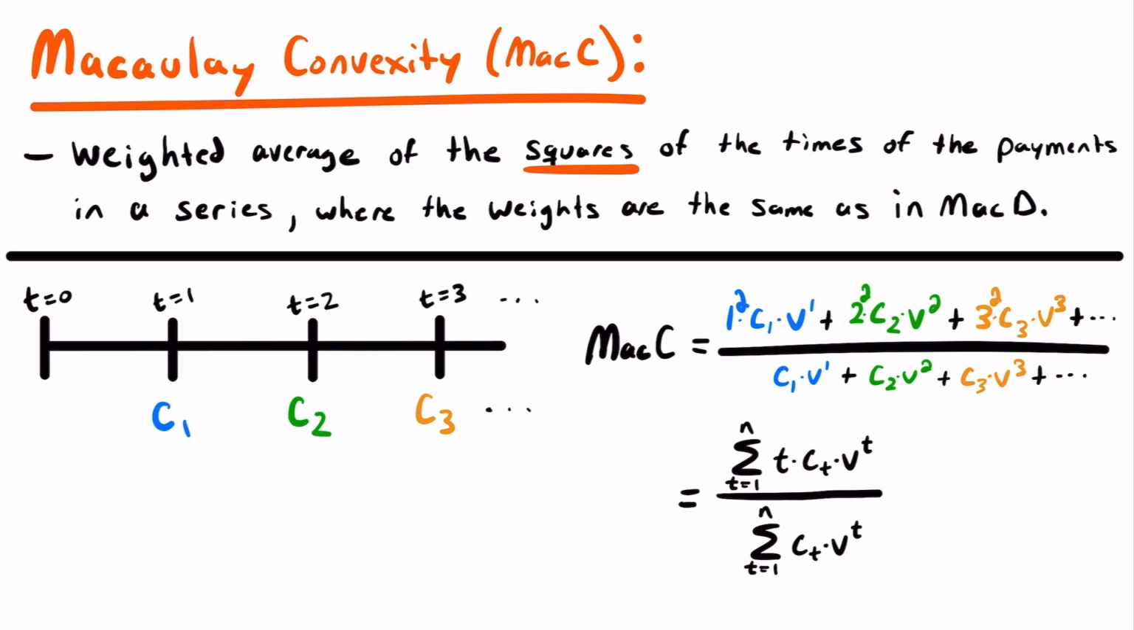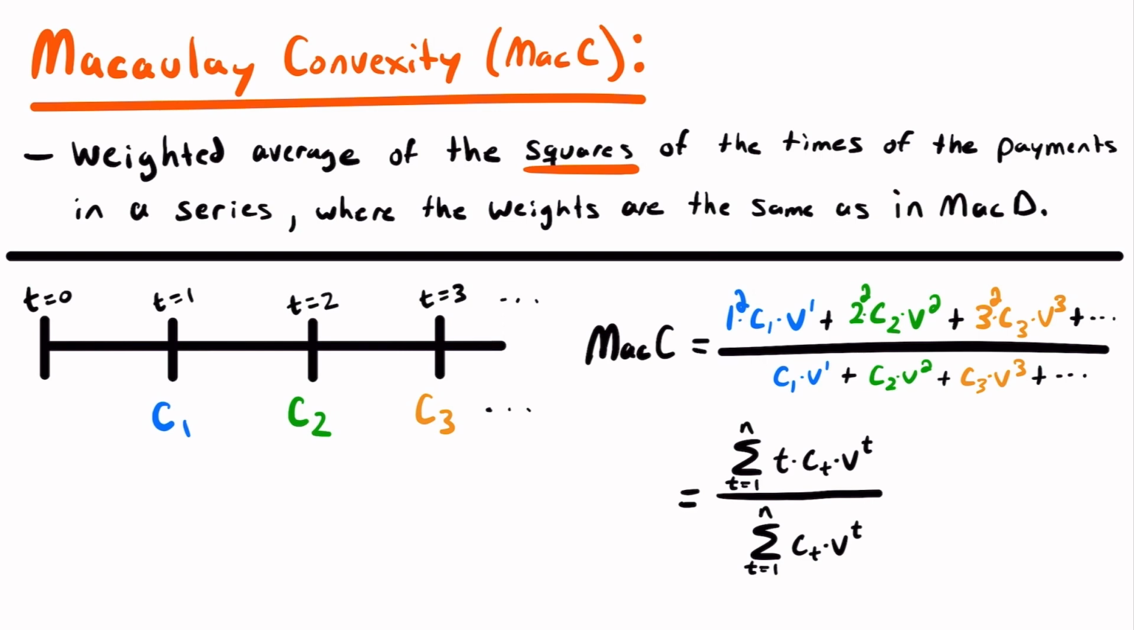And then, of course, we would need to add the present value of that fourth payment in the denominator as well. All right, but this right here is the calculation for the Macaulay convexity of a set of cash flows. It's almost the exact same as the Macaulay duration. You just have to now square each of those times in the numerator.